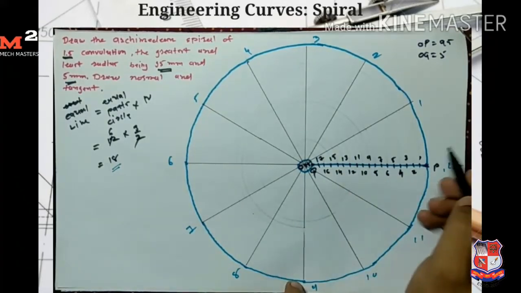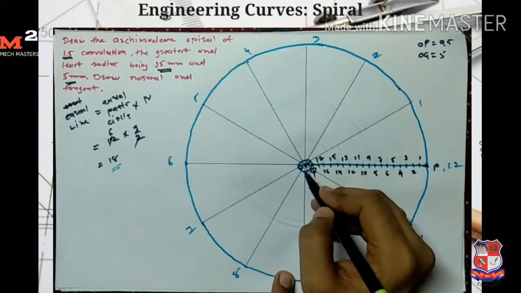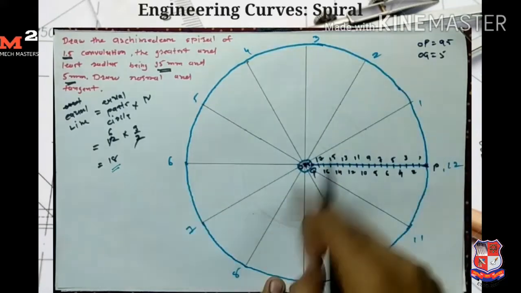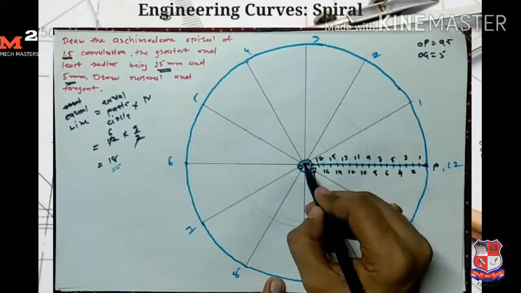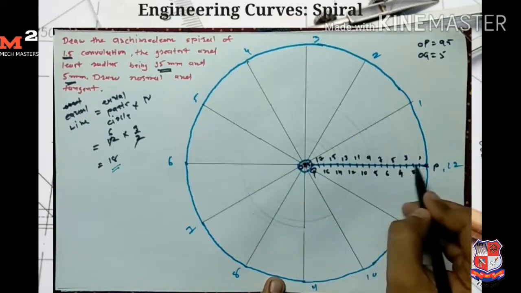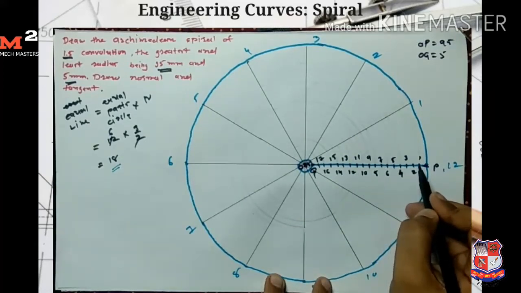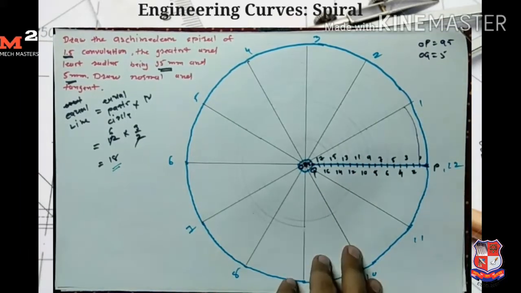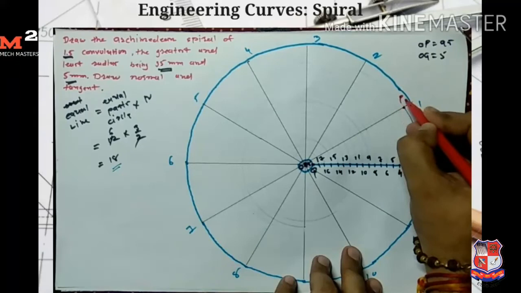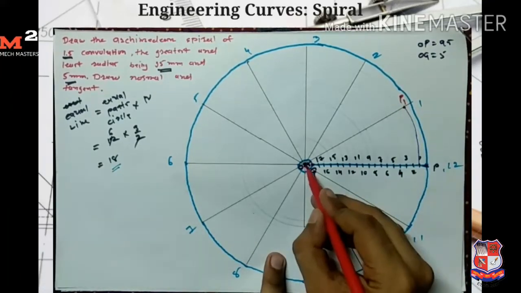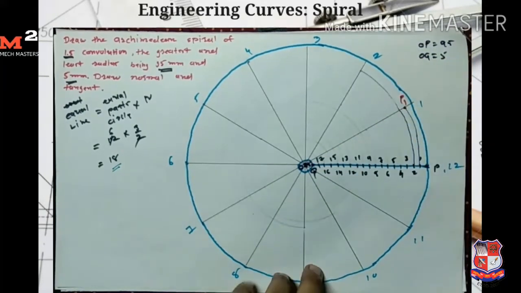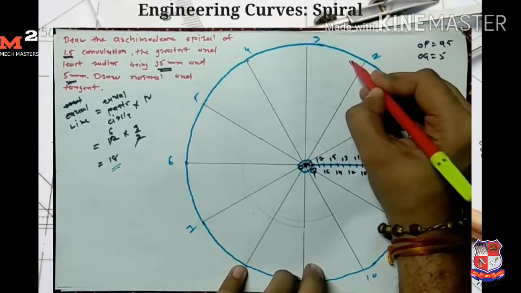Now remember one thing, we always take O as the center, the center of these two concentric circles. Now I take O as a center and O1 as a radius, and draw one arc which intersects the line O1. So here I get my first point P1. Now I take O2 as a radius and O as a center, and draw another arc which intersects the line O2. So I get my second point of the curve here, P2.